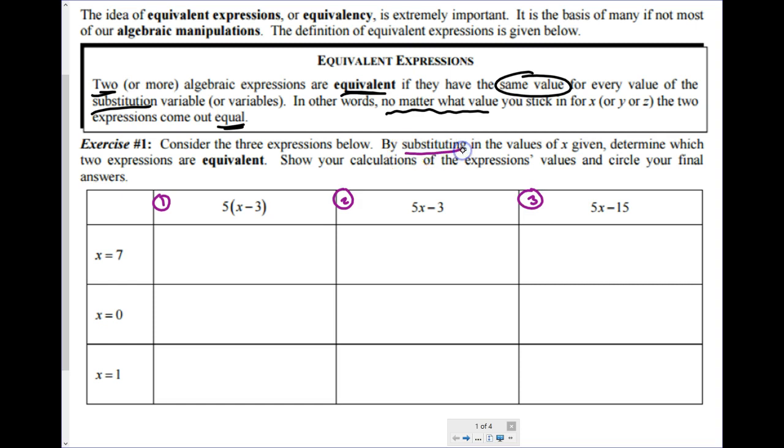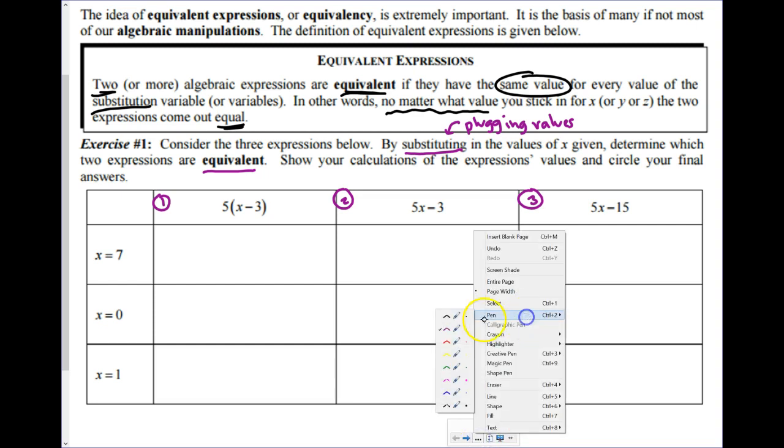By substituting in the values of x given, determine which two expressions are equivalent. So substitution, what does that mean? That means that you are plugging in values. Okay, so we're trying to figure out which of the expressions are equivalent. So is 1 the same thing as 2? Is 1 the same thing as 3? Is 2 the same thing as 3? So we're trying to figure out which of these three expressions are equivalent, meaning that they come out with the same number. So in order to do that, we have to plug all of these numbers in.